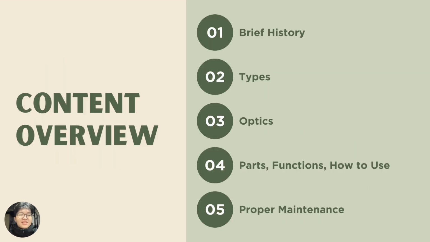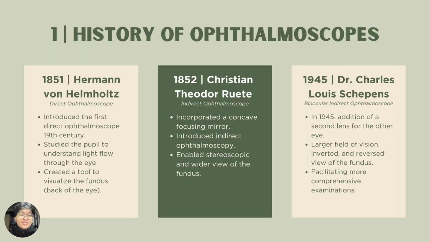Now, for the content, I'll be discussing the brief history of ophthalmoscopes, types of ophthalmoscopes, as well as the types of indirect ophthalmoscopes, the optics, the parts, functions, and how to use the BIO, and the proper maintenance of the instrument. Now, let's trace back the history of how the BIO was introduced and developed.